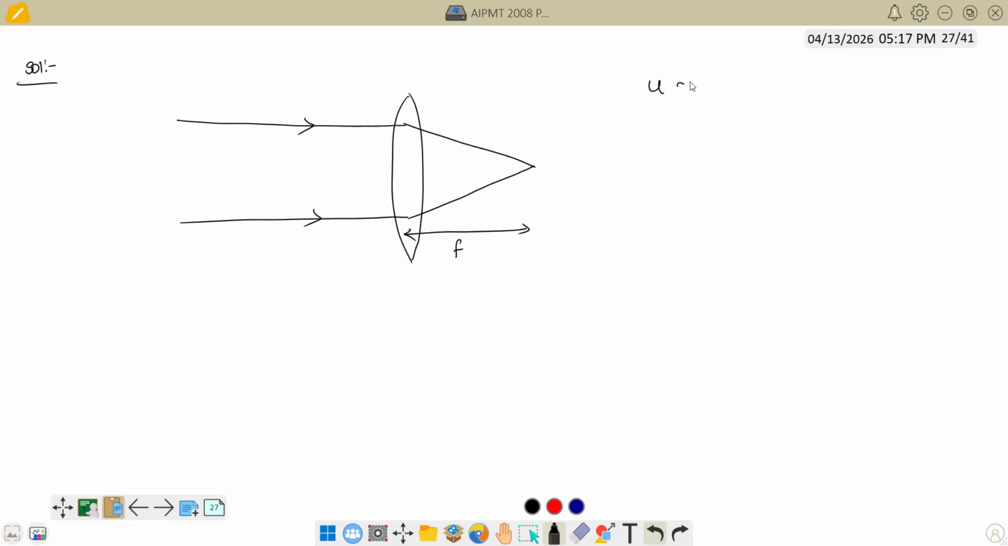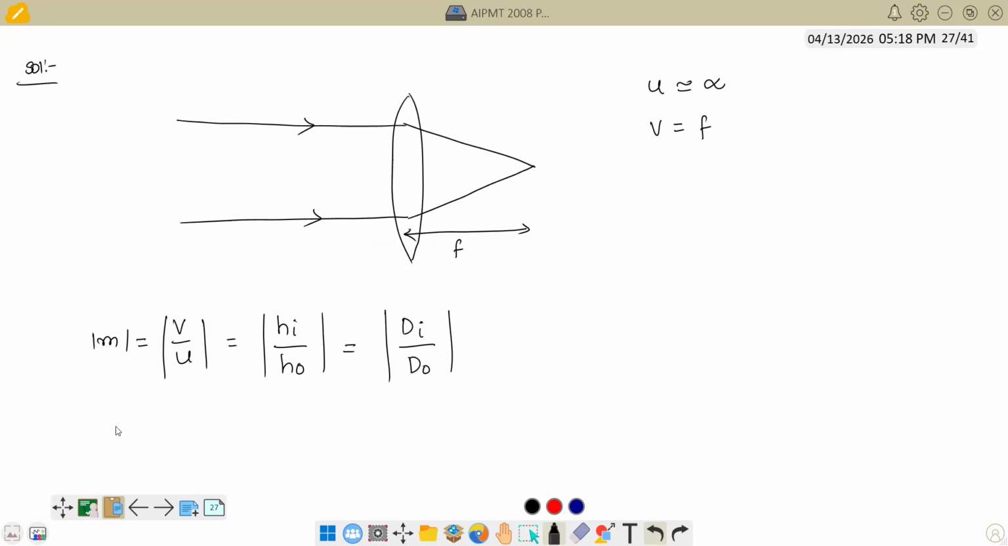When u is approximately infinity, the image forms at the focal length. We are only taking the magnitude of magnification now, which is v by u, equal to height of image by height of object. Height of image by height of object can be written as diameter of the image by diameter of the object. So the v value that we got is the focal length.